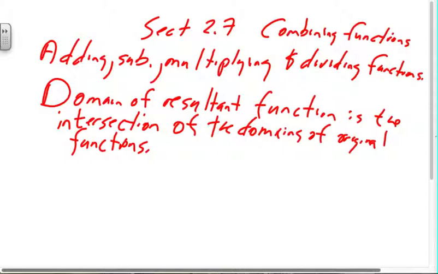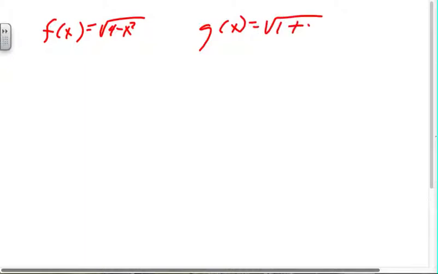Okay, so let's do a couple quick examples. One thing about it, if you're doing division, you have to remember that the denominator, whichever function is in the denominator, cannot equal 0. So let's do a quick example of this. We're going to have two functions. F of x is the square root of 4 minus x squared. G of x is the square root of 1 plus x.